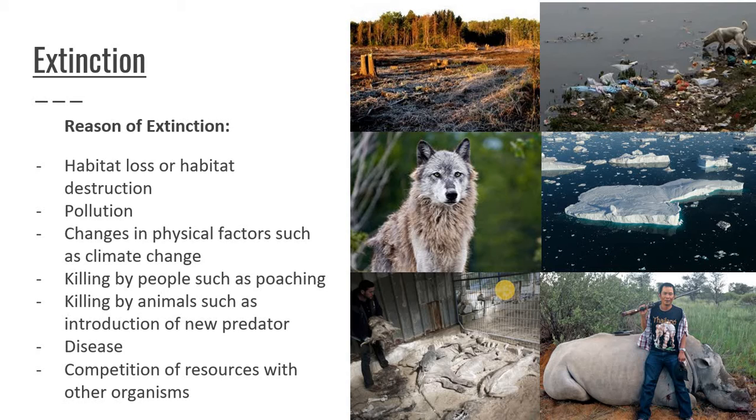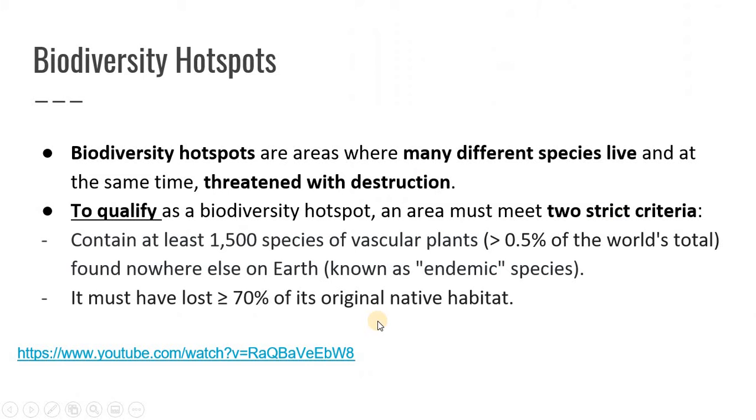And in the previous chapter, we have talked about reasons for extinction, right? So these are several reasons that we touched on. The causes of extinction would be loss of habitat, pollution, changes in physical factors such as climate change, killing by people such as poaching, killing by animals such as the introduction of a new predator into the food chain. It could also be due to a disease outbreak, and lastly, competition for resources with other organisms.